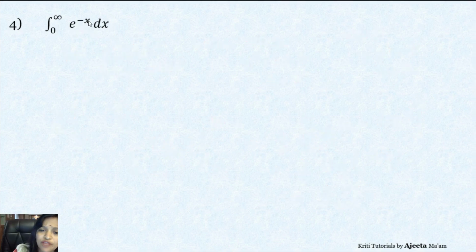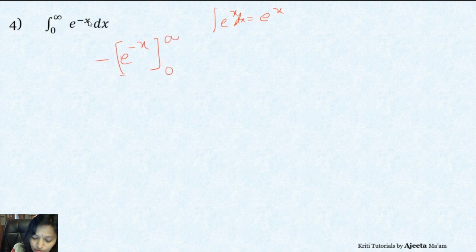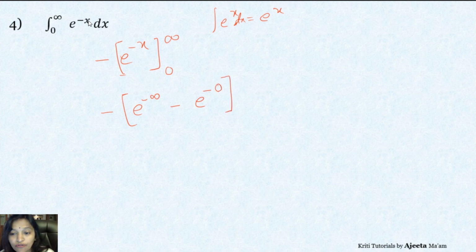0 to infinity, exponential minus x. Now what's the integral of exponential x? Exponential x, right? So now here we have exponential x, the integral as exponential x. Now for exponential minus x, what will be the integral then? Minus exponential minus x. And here the limits are from 0 to infinity. So what will you get? We will do simply f of b minus f of a using the calculus theorem.